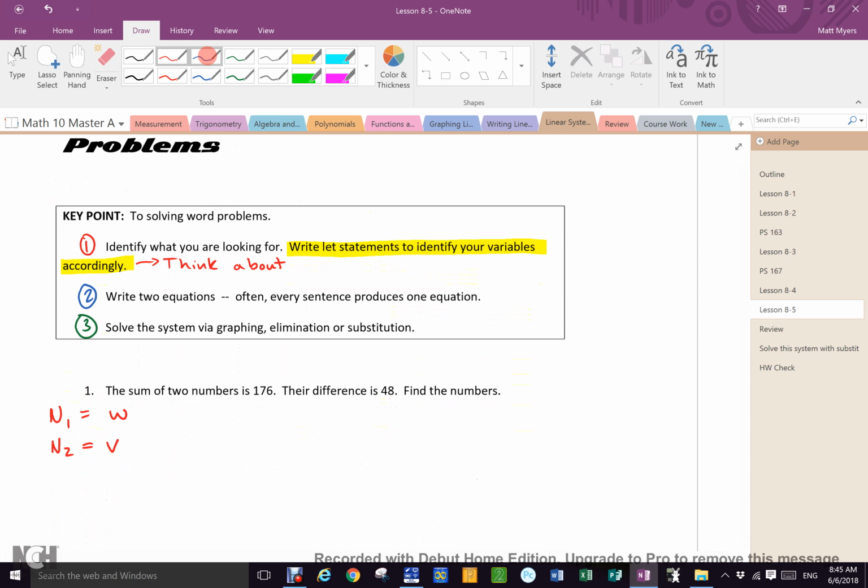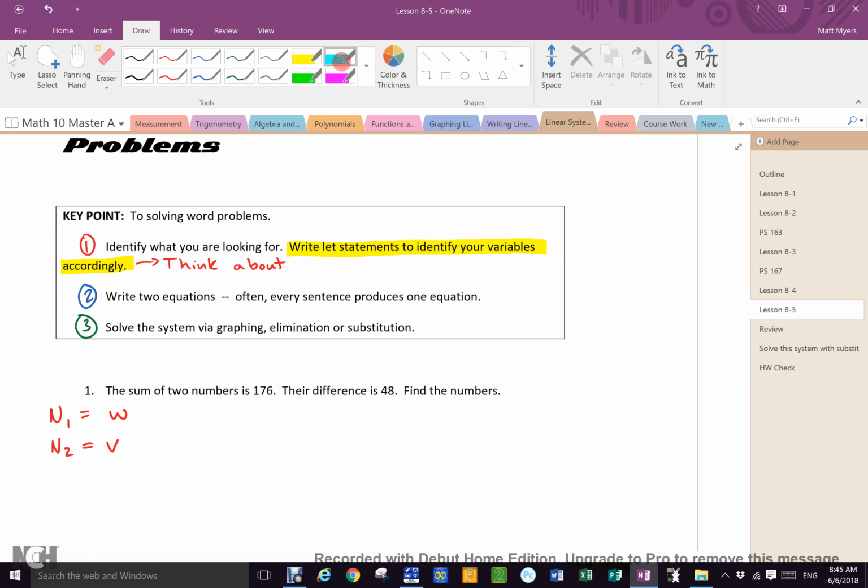Step 2, I'm going to write in blue. Since I have 2 unknowns, I need 2 equations. What if I had 3 unknowns? 3 equations. What if I had 4 unknowns? 4 equations. What if I had 7 unknowns? 7 equations. And we could actually do that, but we're not going to. All right, so step 2 is write 2 equations.